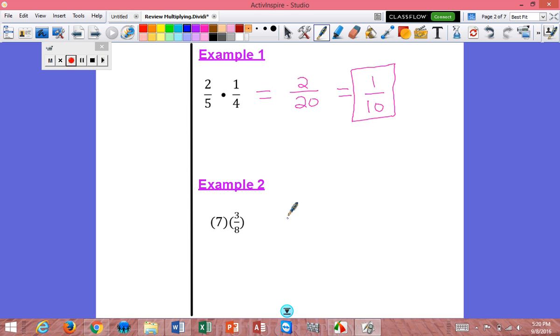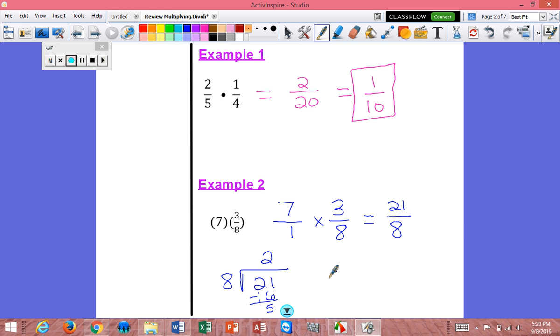Now, if you have a whole number, just put it over 1 to make it look like a fraction. So we have 7/1 times 3/8. Multiply numerators, 7 times 3 is 21, and then on the bottom we have 1 times 8, which is 8. And then I want to change that to a mixed number. So 8 would go into 21 2 times, which is 16, and we would have 5 left over. So this would be 2 and 5/8.